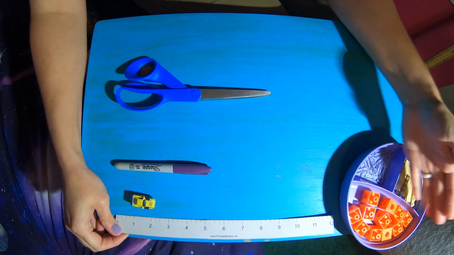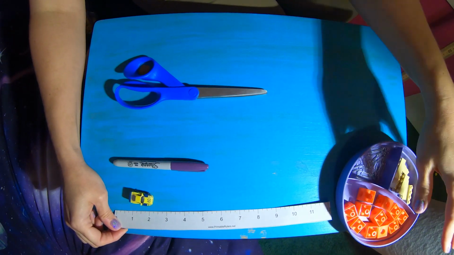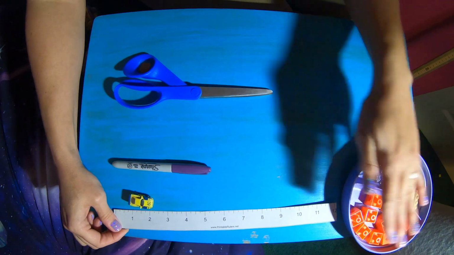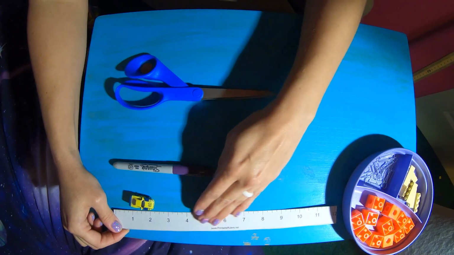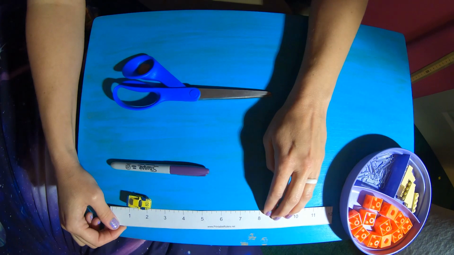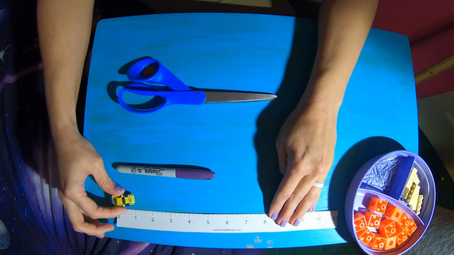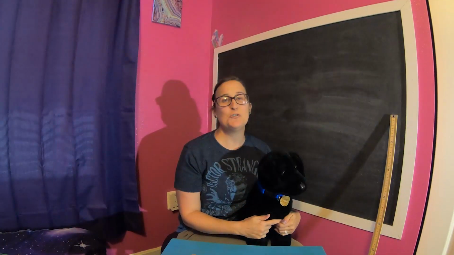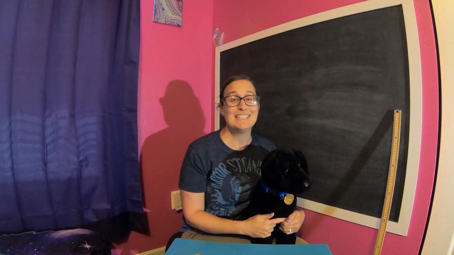So just to recap, non-standard units of measure are repeated identical objects to measure the length of things. Standard units of measure are things like our inches, using specific tools like rulers and tape measures to measure more accurately with our objects.